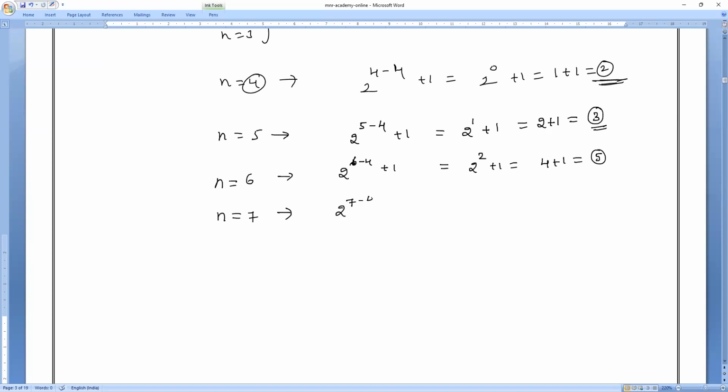N equals 7: 2 power (7 minus 4) plus 1. So 2 power 3, 2 cube is 8, and 8 plus 1 is 9 isomers. So n equals 8, no general formula. No general formula for n greater than 7. Please understand, everybody, but up to 10 you should learn it.